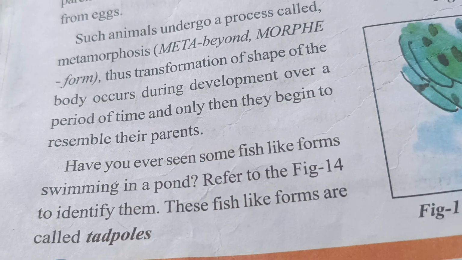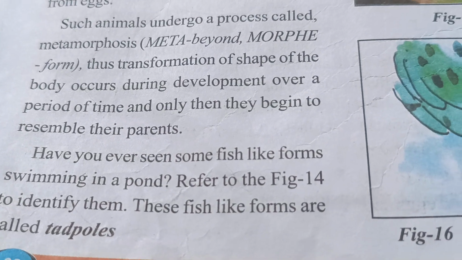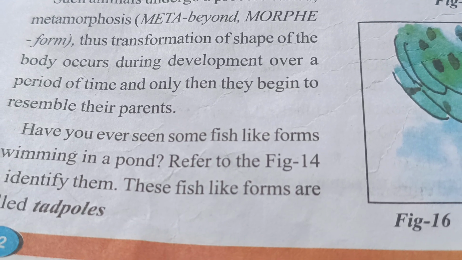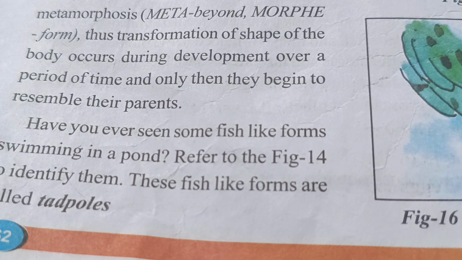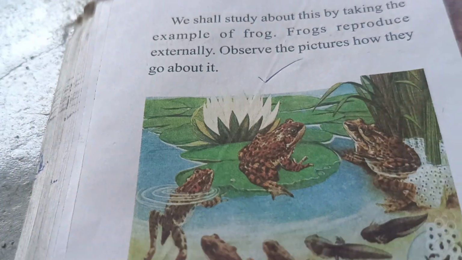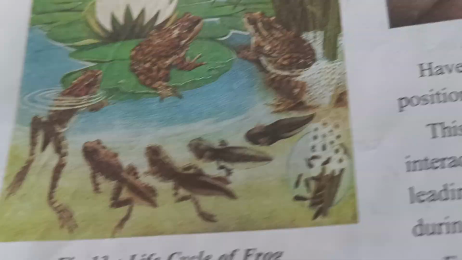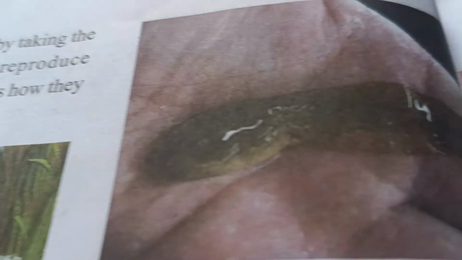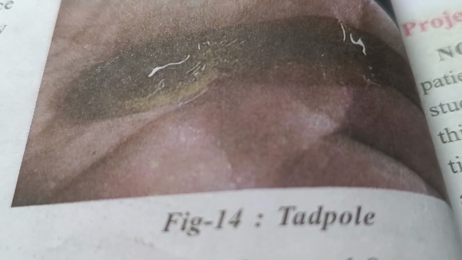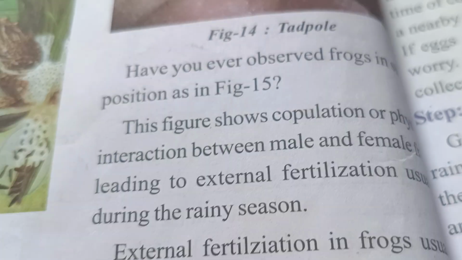Have you ever seen some fish-like forms swimming in a pond? Refer to figure 14 to identify them. These fish-like forms are called tadpoles. Like this, tadpoles. Figure 14 is a tadpole, and these are fish-like structures, but they are not fishes.